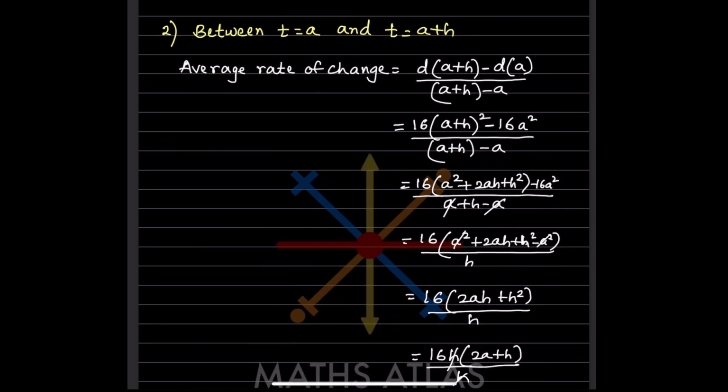So how will you do this one? 16 will be here as it is, a square plus 2ah plus h square minus here 16a square. So what we can do, this is one part and this is the other part. From here we can take 16 common. So this 16 is here, and the rest everything will be inside the bracket. So a square plus 2ah plus h square, and here remains minus a square, that will be in the bracket. Here this minus a and plus a gets cancelled, so what remains is h. So now this will be 16, and a square and minus a square get cut, so 2ah plus h square divided by h.